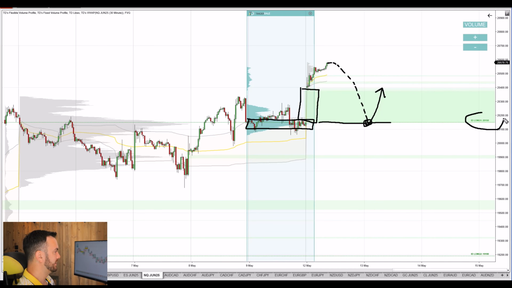Now we wait for the pullback, and when the price goes past this whole area, fills the gap, and hits this heavy volume zone, then it is a long from there, all right? The level is 20,150. What we need to do now is just wait for that pullback and then take it from that level.